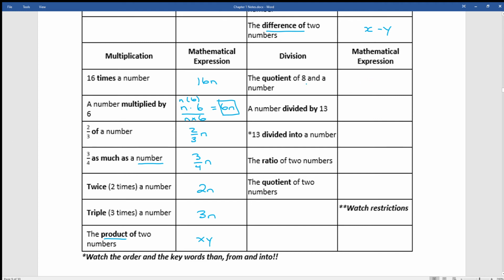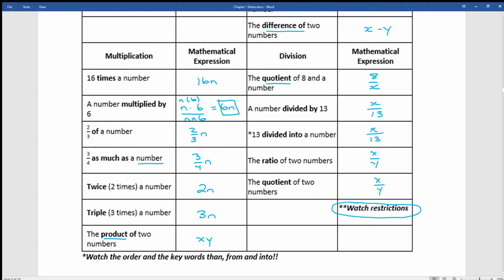So the quotient is the answer of a division question of a number, or 8 and a number. A number divided by 13. Now this is a tricky one. Here's an action. 13 is getting divided into a number. A ratio of two numbers is just a division, and a quotient of two numbers is the answer of a division question.